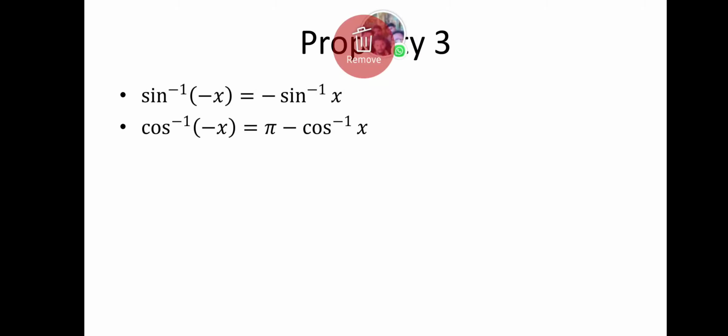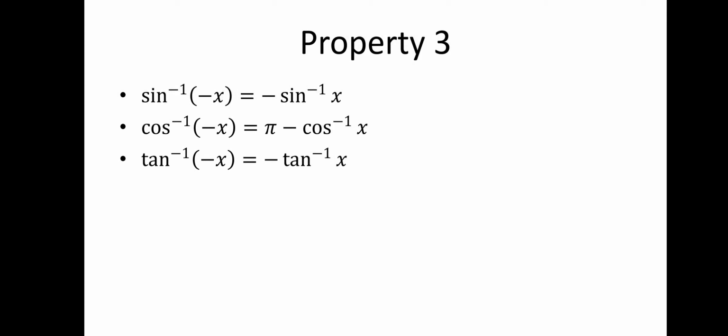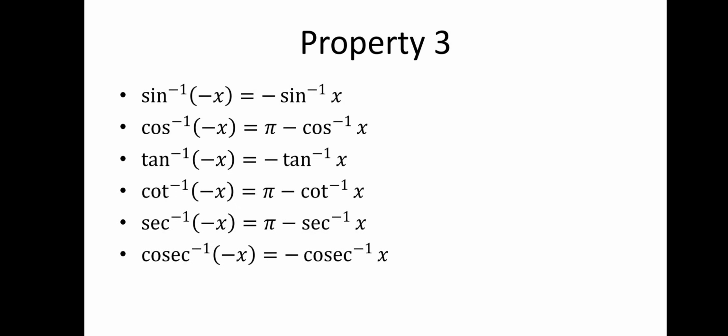Let me just remove this. Okay. Now the next one is tan inverse minus x, that is minus tan inverse x. We know that sine, tan and cosec, they behave the same way. Cos, sec and cot, they behave the same way. So therefore the rest of the properties are easy to follow. For cos inverse, cot inverse and sec inverse, they will be similar, and for sine inverse, tan inverse and cosec inverse, they will be similar. Fine.